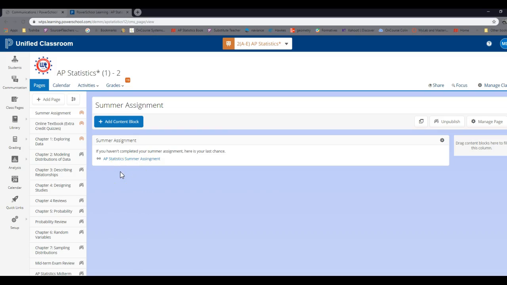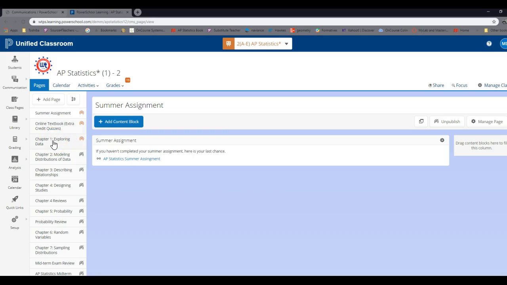It usually takes about a week or so, maybe a little bit more, to cover a chapter, maybe a quiz or two with each chapter. And you can see your Unified Classroom is not going to be as busy as this. These are not published, Chapter 2, Chapter 3. I'll publish the chapters as we're working on them so that your workspace is a little bit less busy when you come in here and you're looking for something. So the summer assignment, online textbook for extra credit, we've already addressed those things.